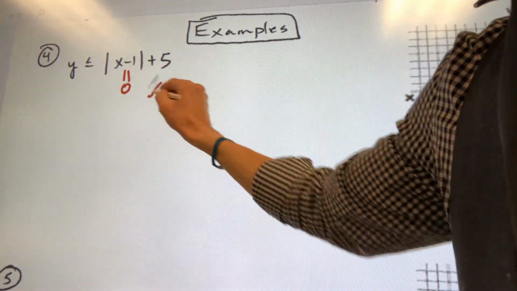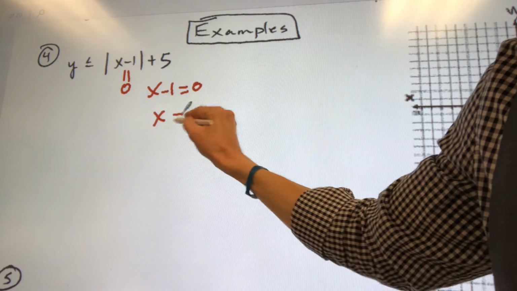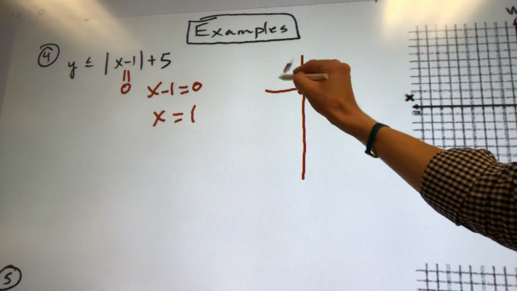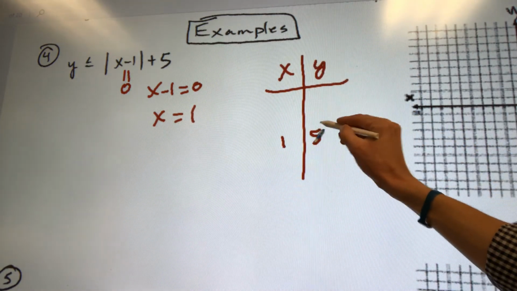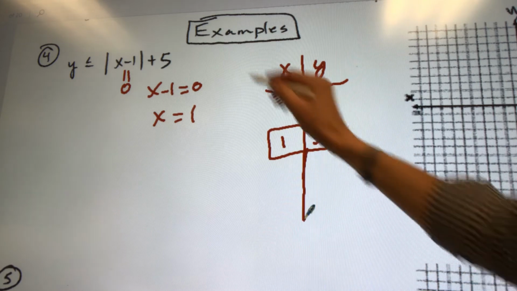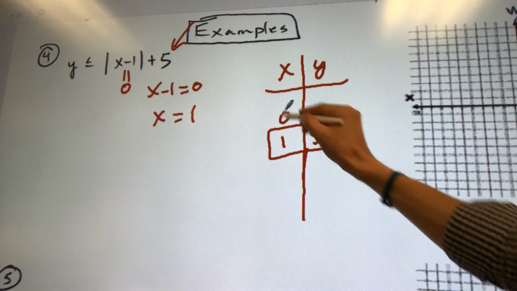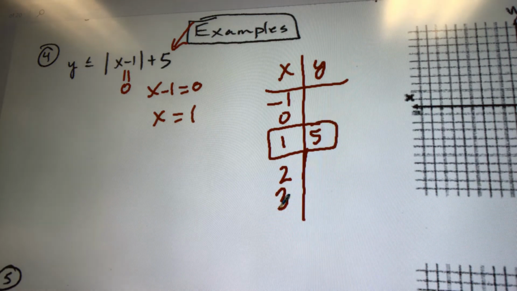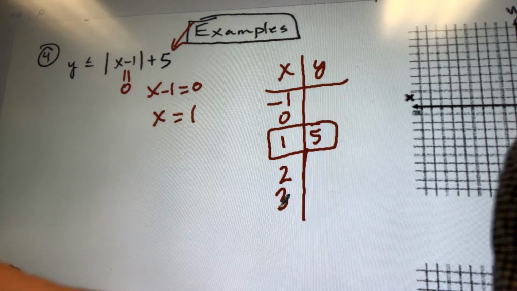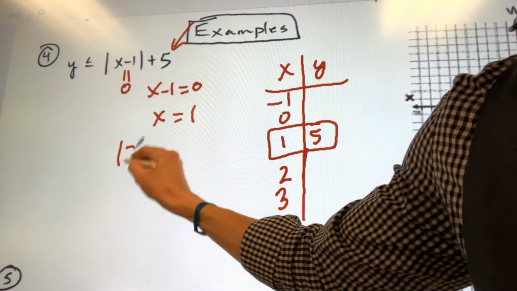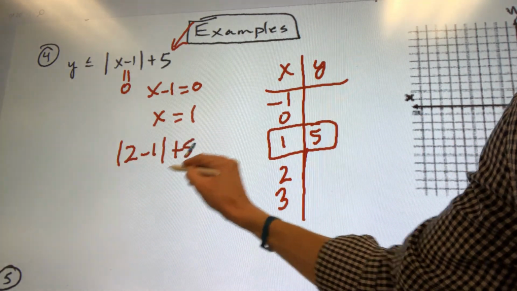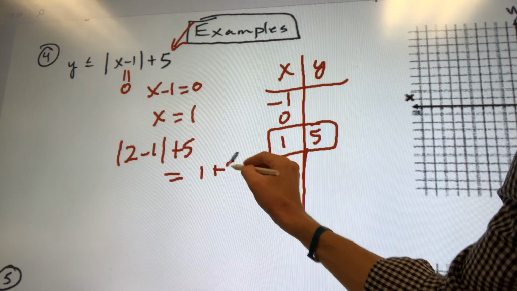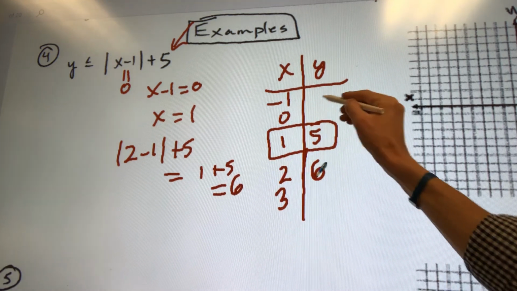Absolute value inequality. So what I do is I find the vertex. 1, 5. Y coordinate of the vertex is 5. One to the left, one to the right for symmetry. Another to the left, another to the right. I know the slope's 1, so I'm going to go up 1 in each direction. Again, I can plug 2 in for x. And I get absolute value 1, which is 1 plus 5, 6 there, 6 there.